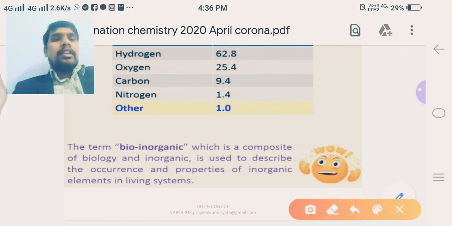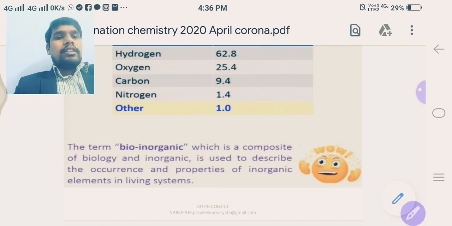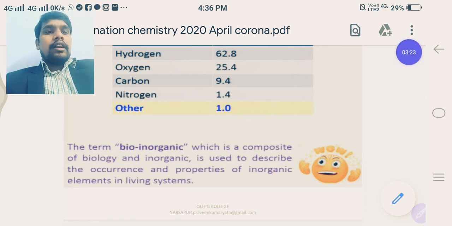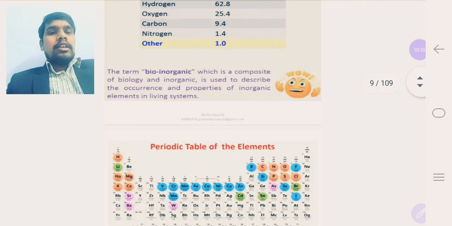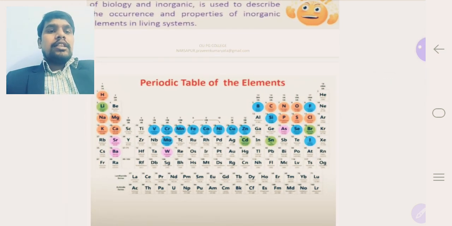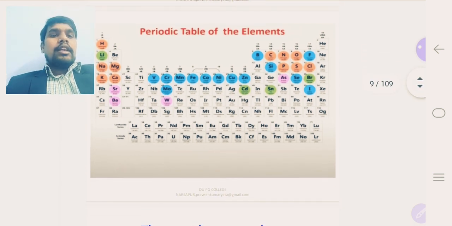The term bioinorganic, which is biology and inorganic, is used to describe the properties of inorganic elements in living systems. So, in the periodic table, how many metal ions or elements are used or traced in our human body? The blue ones are metals, and the orange ones are bulk elements, and blue is the next level, the next major elements, and the remaining are trace elements.